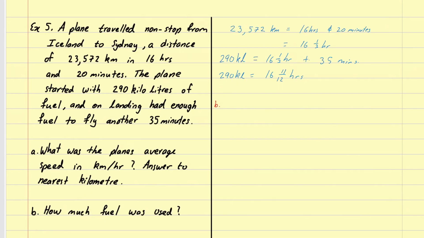Alright, so part B. How much fuel was used? Remember how we started off with 290 kiloliters at the start. Once we did the journey of 16 and a third hours, we still had another 35 minutes to go. If we did travel another 35 minutes, that means we would have used up the whole entire 290 kiloliters of fuel.